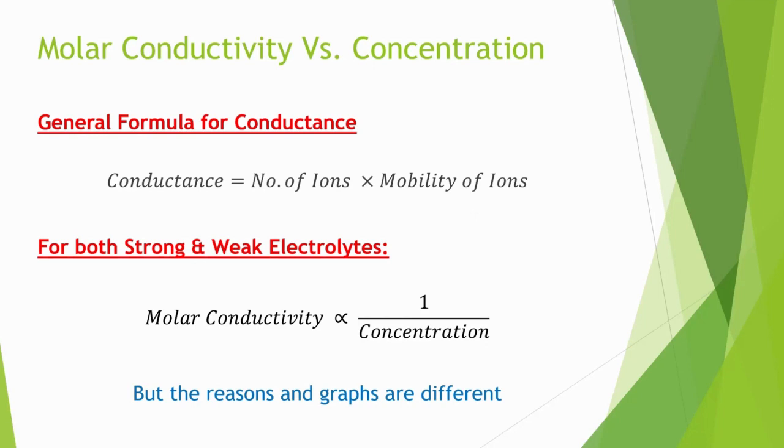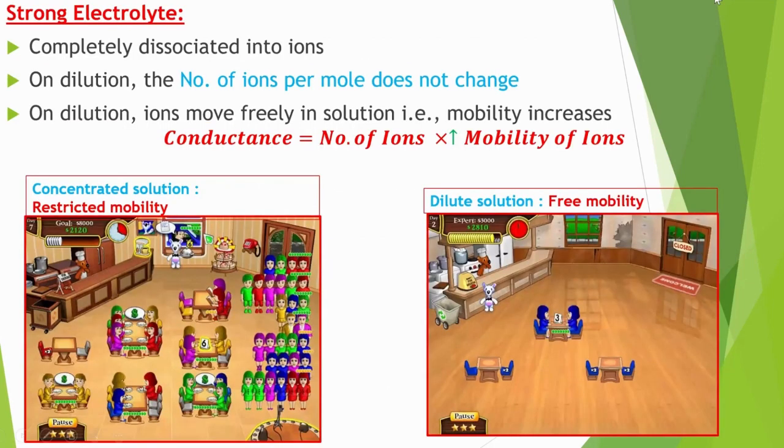This is true for both strong as well as weak electrolytes. For both strong and weak electrolytes, molar conductivity is inversely related to concentration. When you dilute the solution, molar conductivity increases. But the reasons and graphs are different for strong and weak electrolytes. That is how you can distinguish them.